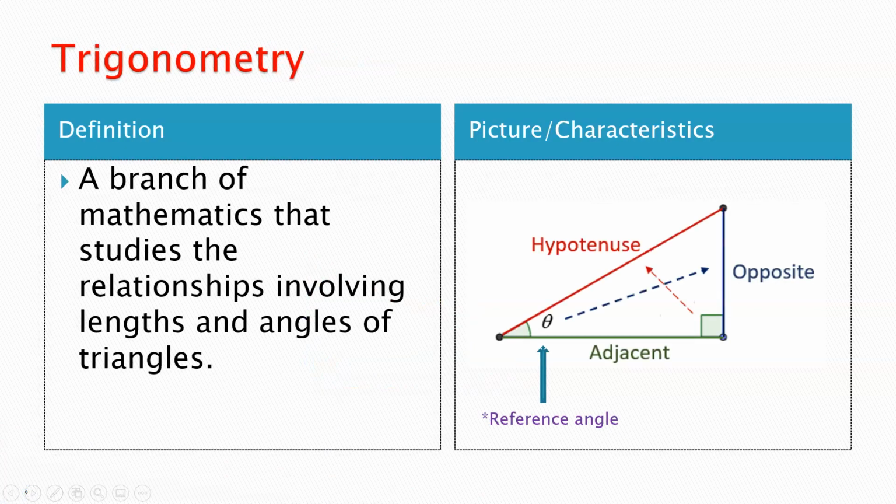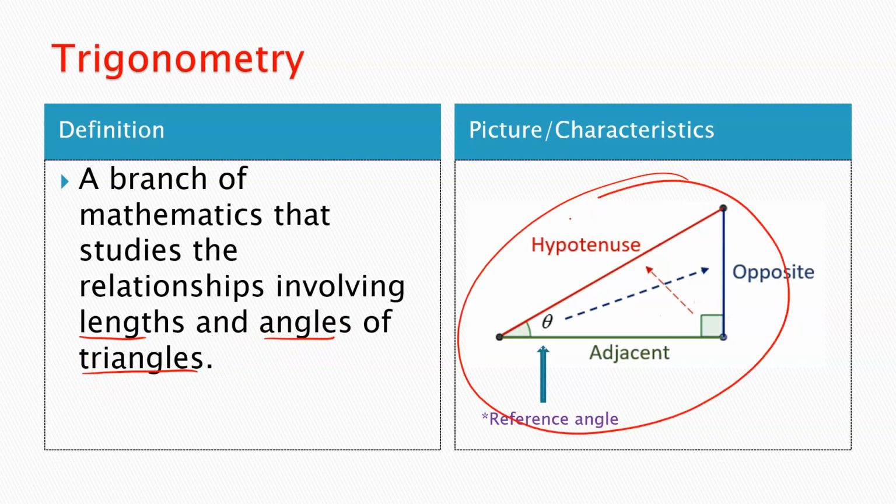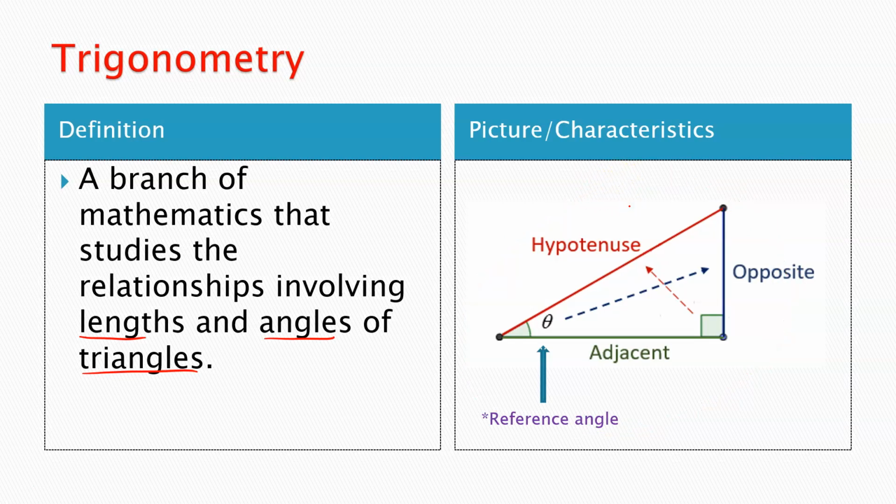So trigonometry, whoops, let me change that. What is trigonometry? It is a branch of mathematics that studies the relationship involving lengths and angles of a triangle. So the lengths and angles of a triangle. If you take a look at the picture over here on the right, these words here, hypotenuse, opposite, and adjacent, are going to become super important because we will need to label certain bits and pieces of our triangle.